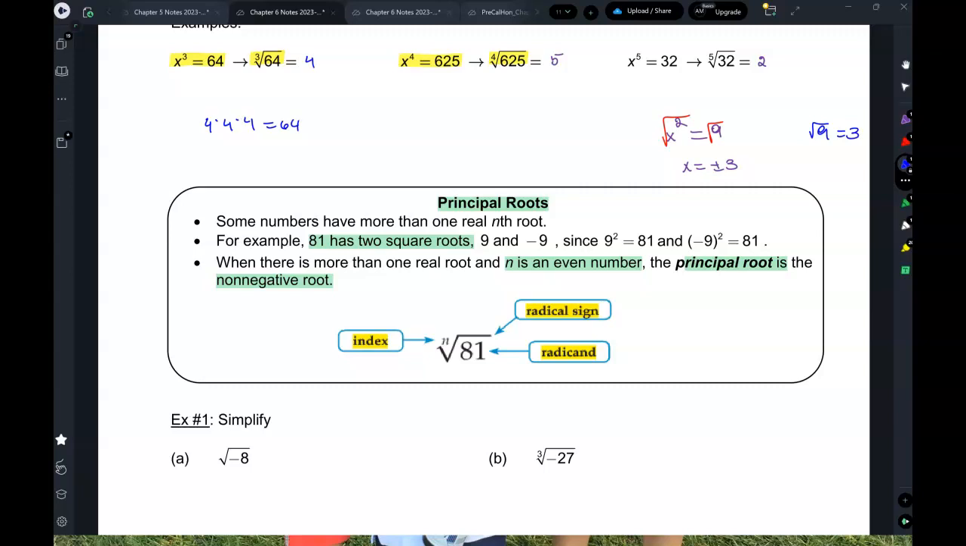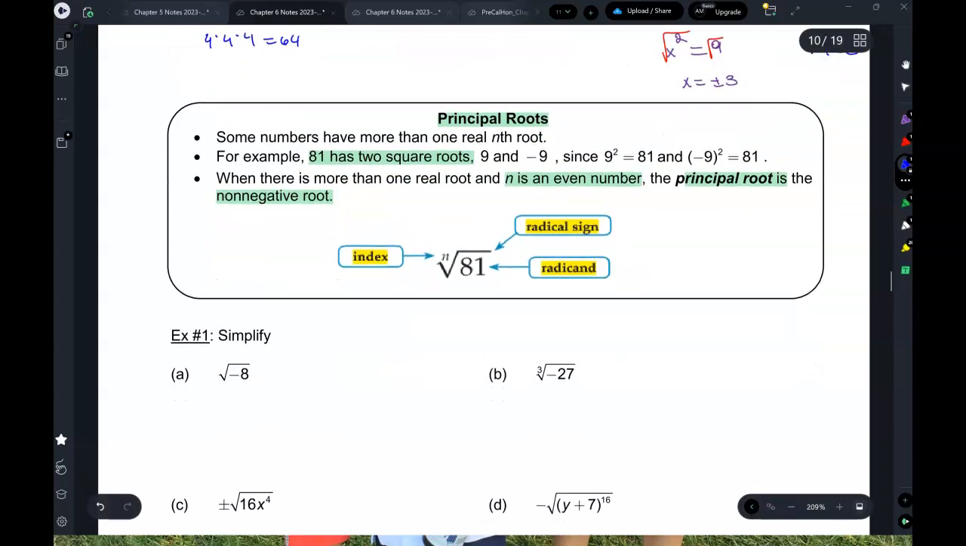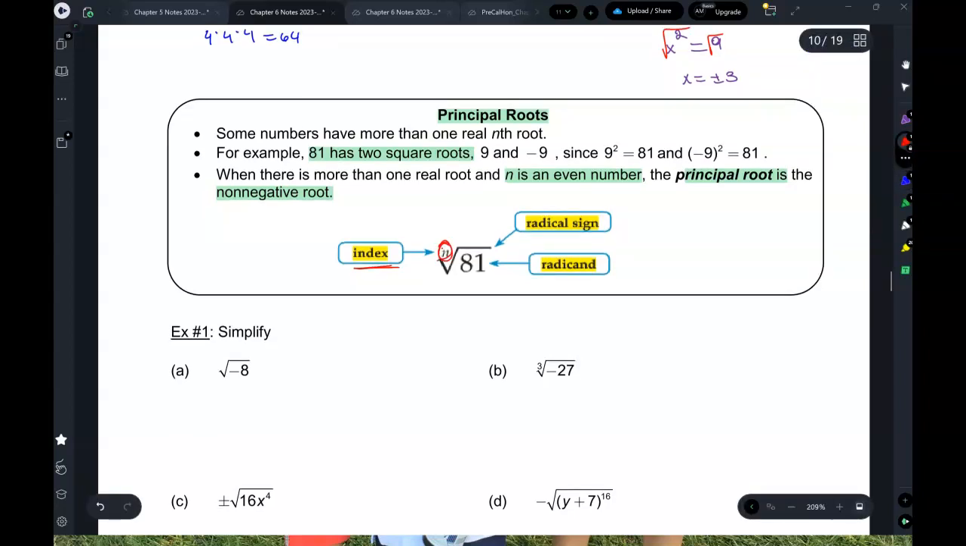All right, a little bit of vocabulary, for when you're on Jeopardy. This number here is called the index. If it's a square root, there's nothing there; it's an imaginary 2. Otherwise, it's a different number. And then that symbol is the radical. Technically, that's not the root, it's the radical. And then this number inside is the radicand.